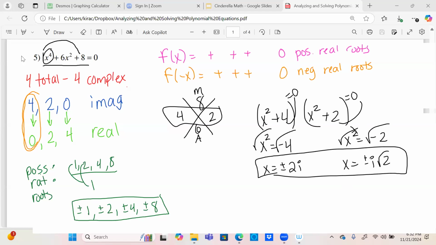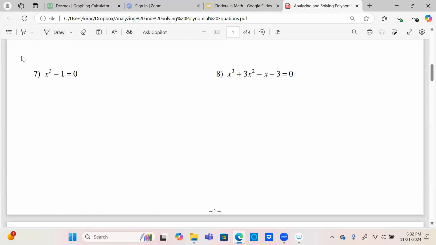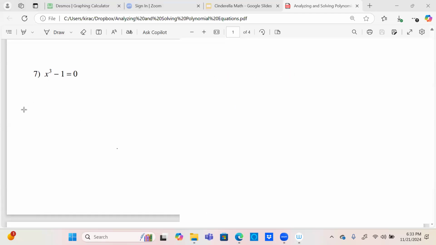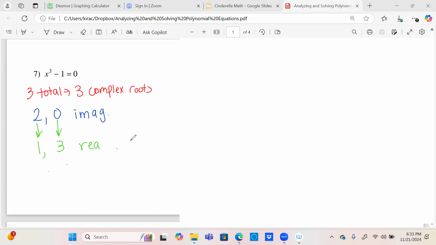Number 7, last one on the front. Alrighty, you think it'll be easy. It's actually not, because it's so short. All right, so we're going to have 3 total, or 3 complex roots. The imaginaries have to be even. So that's 2 or 0 imaginary. If you have 2 imaginary, that leaves room for 1 real. If you have 0 imaginary, that would be 3 real.